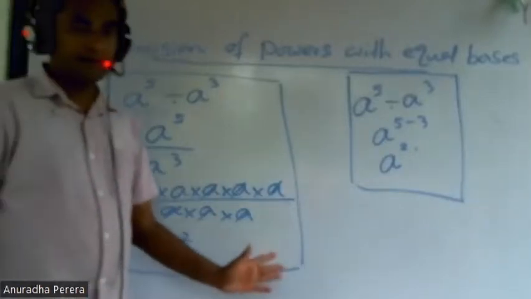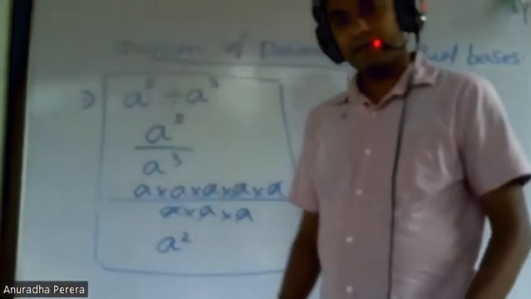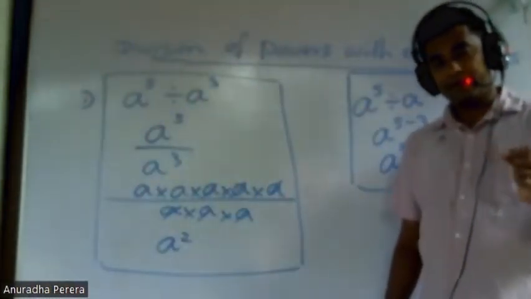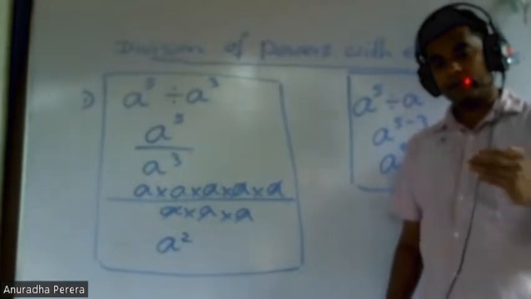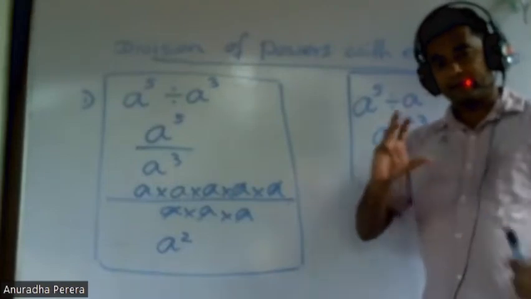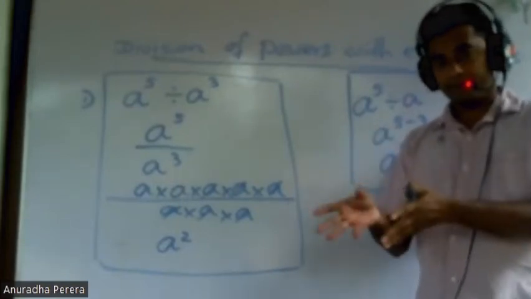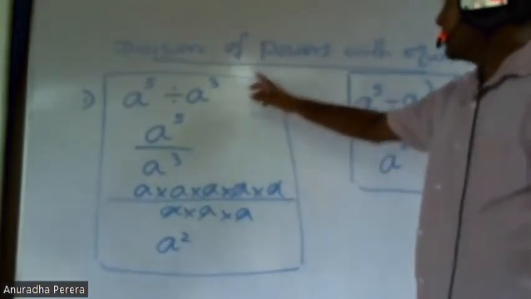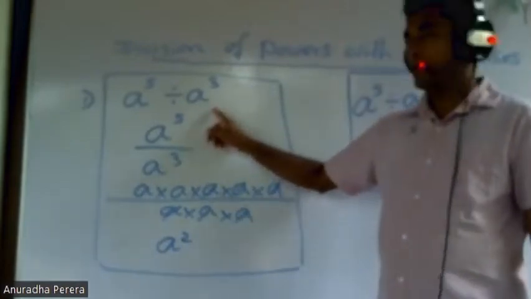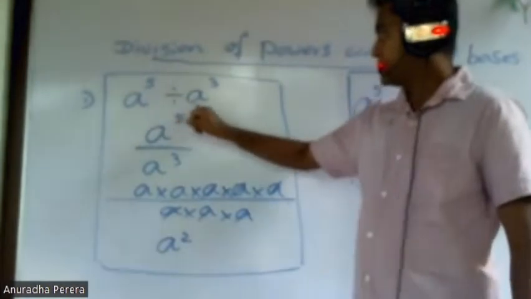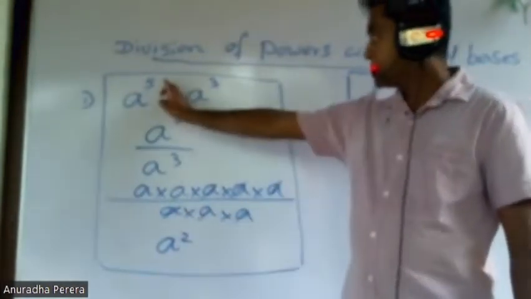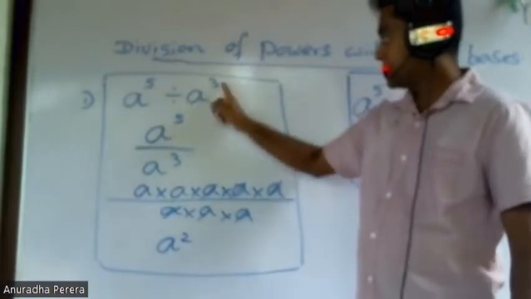Last day, we discussed that when multiplying two values with the same base to find the answer, we take the sum of the indices and write the same base as the base, right? Then division of powers with the equal base.